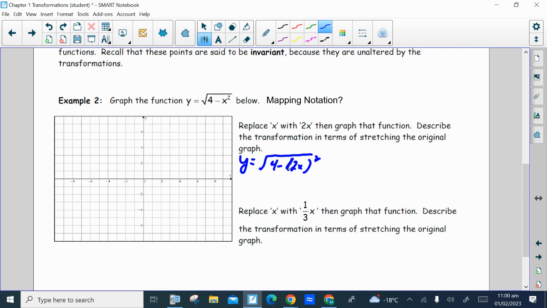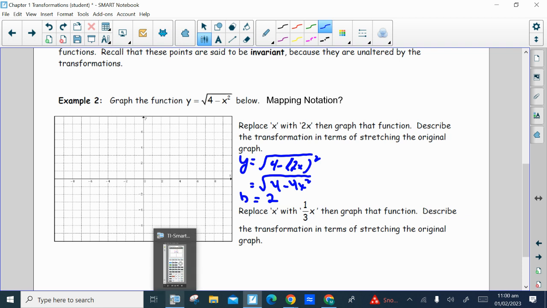Remember, whatever happens to the x also happens to the bx. Because the x is squared, the bx would be squared as well. Now we could simplify this a little bit and say this is the root of 4 minus 4x squared. Same equation. But you have to go back to what we did originally. We replaced x with 2x, so now the b value was positive 2. B is what's directly in front of the x. So in this case, the b value is positive 2.